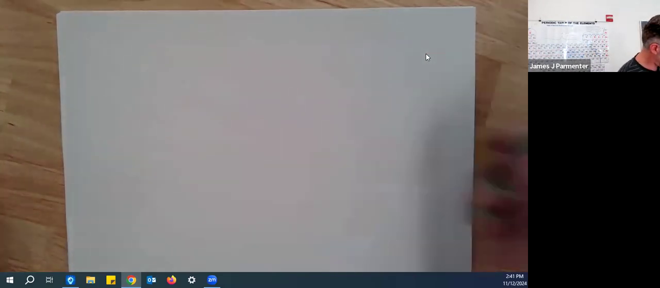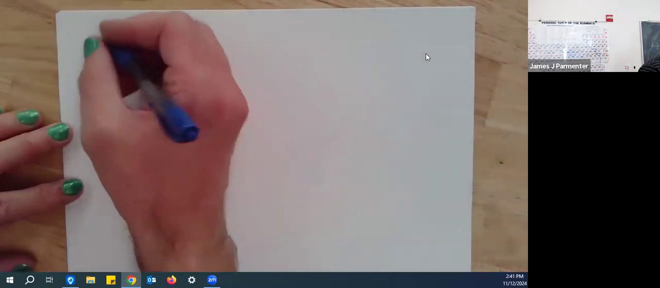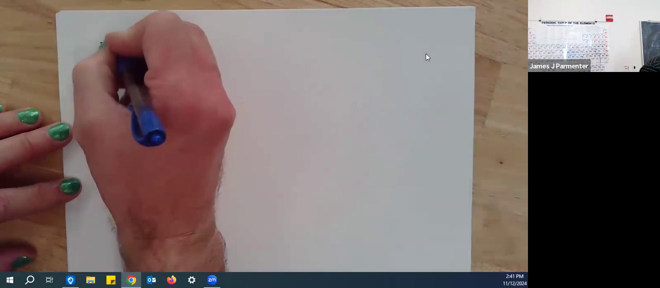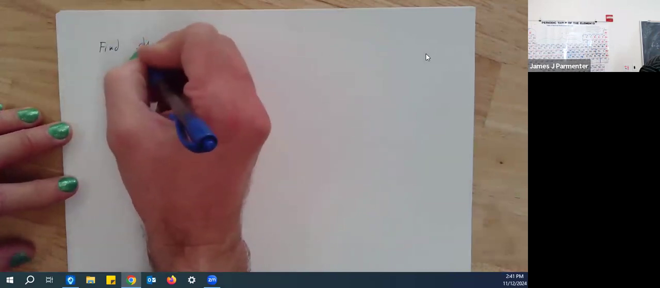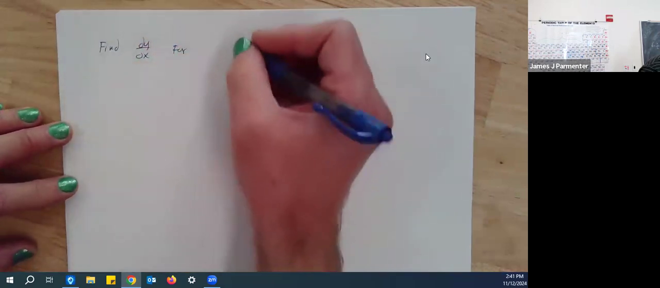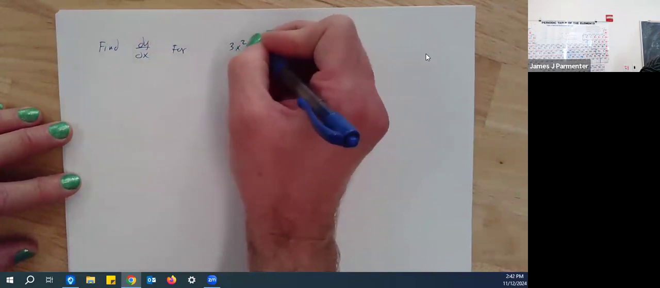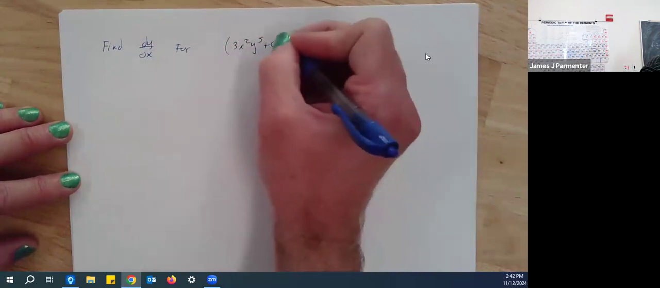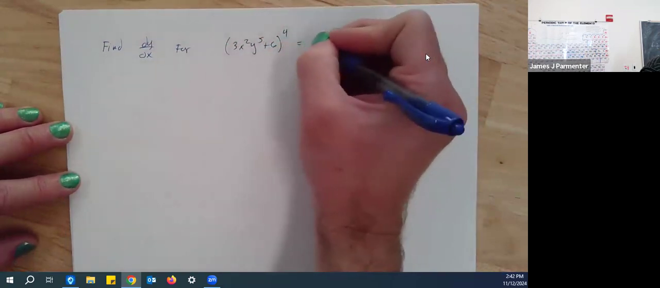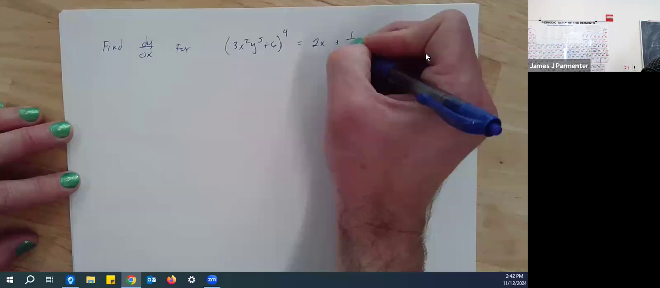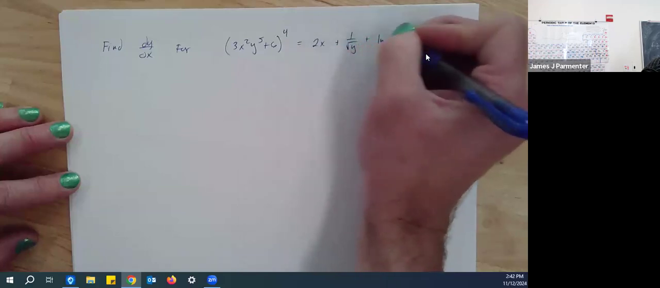So let's look at the following thing. Let's say we want to find dy/dx for, yeah, this is gnarly. 3x squared y to the 5th plus 6 to the 4th power equal to 2x plus 1 over root y plus the natural log of x times y.